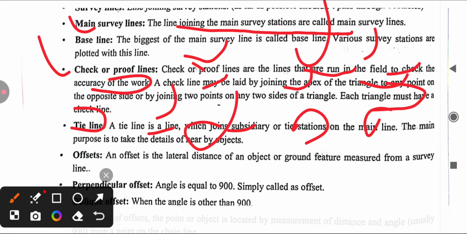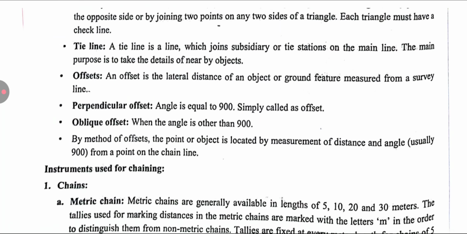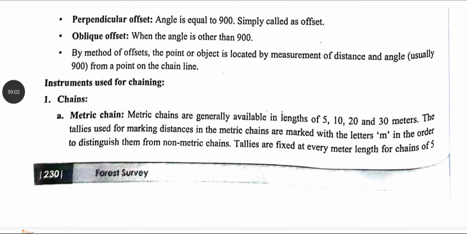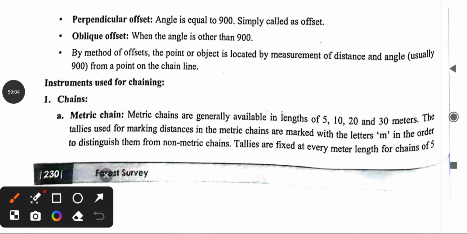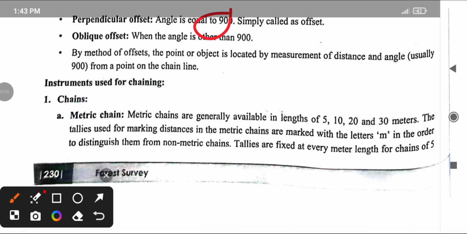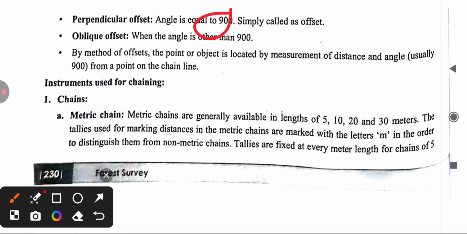Okay, offset is the lateral distance of an object or ground feature measured from a survey line. Okay, त्यसपछि perpendicular offset: the angle is equal to 90 degrees, simply called offset. Oblique offset: when the angle is other than 90 degrees.